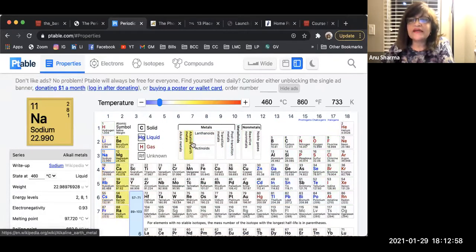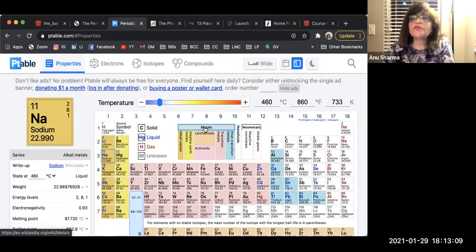Okay, these guys are kind of not very shiny, but still solid, still metallic in nature. Now I'm talking about metals. First of all, all these elements are metallic.